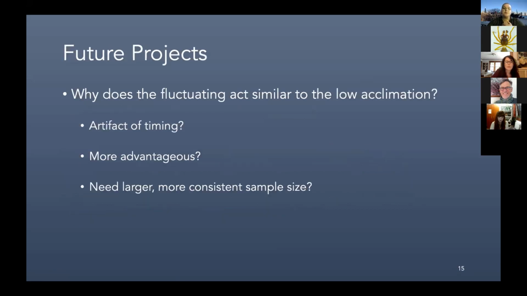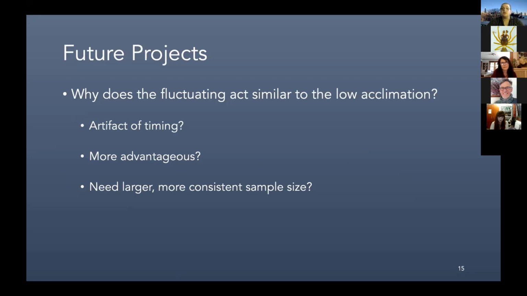So for future projects, I'd like to know why the fluctuating group acts more similar to our lower acclimated than our higher acclimated spiders, because they were seeing both temperatures. I also want to look at the artifact that may be caused by timing, because we ran these guys during the day, which was during their 30-degree period, but right after their 15-degree period. So I wonder if we ran them at night, we would see an opposite effect, maybe.